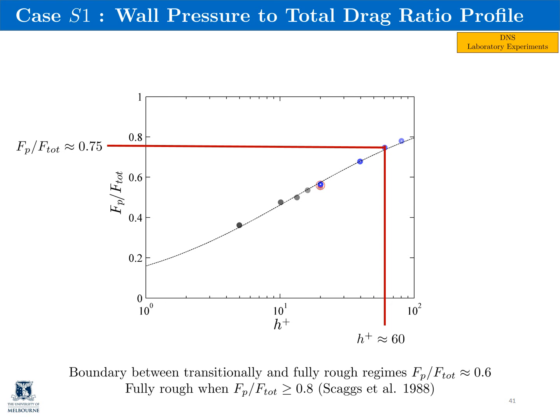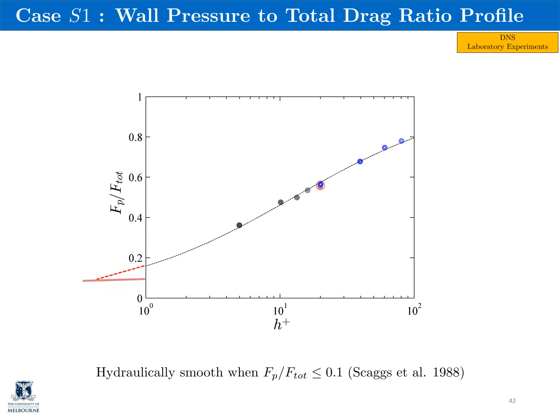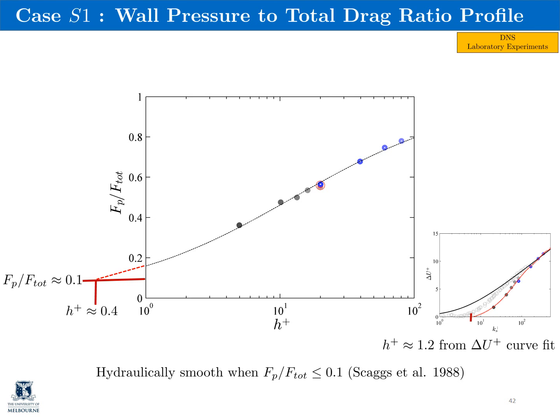They also found that the pressure to total drag ratio is larger than 0.8 in the fully rough regime for their particular roughness. On the other hand, they also found that the rough surface is hydraulically smooth when the pressure to total drag ratio is less than 0.1. From our line fit, this gives us a roughness height of approximately 0.4. Our roughness function curve fit, on the other hand, predicts a roughness height of 1.2, which is also a very small value.